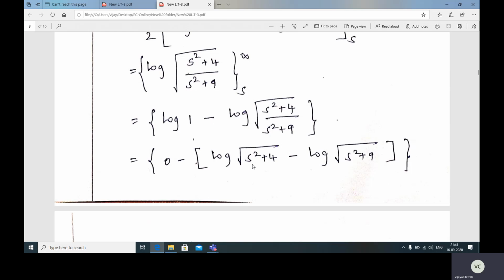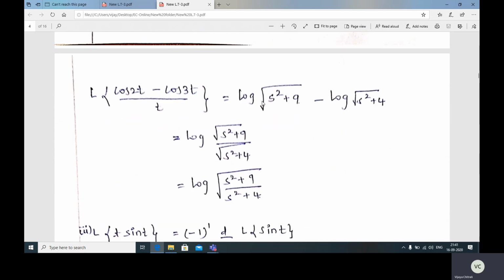So how it is like log m minus log n. Log m by n will be log m minus log n. So multiply this minus sign to this. This minus into minus is plus and this minus into plus is minus. So taking the positive term first, log of square root of s square plus 9 minus log of square root of s square plus 4. Again log m minus log n. So log of square root of s square plus 9 divided by square root of s square plus 4, or log of square root of s square plus 9 divided by s square plus 4. So this will be the second result.